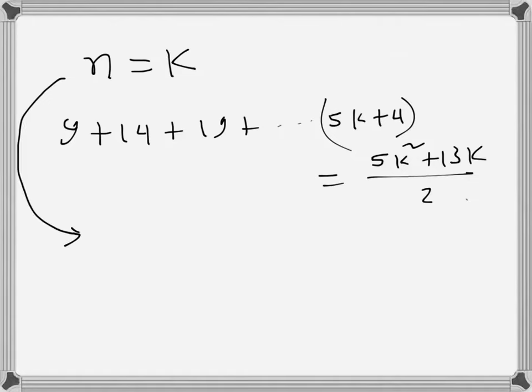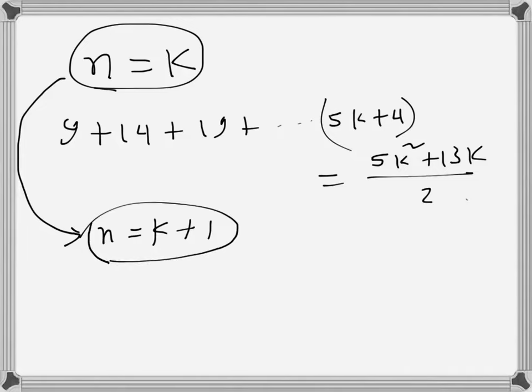We will try to prove this for n equal to k plus 1. If this is true, we will try to show that the relationship is true for n equal to k plus 1. If we can show that, we will be able to prove that the left hand side is equal to the right hand side using mathematical induction. This is the method.